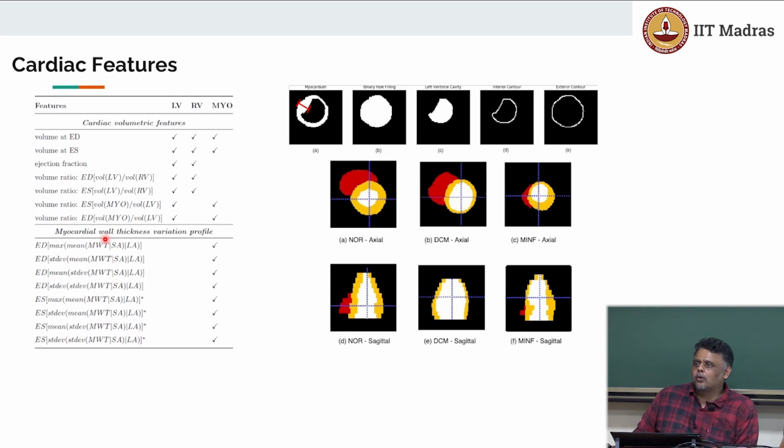These are some of the features, quote unquote, that can be extracted from the segmentation. For instance, volume at ED. What is ED? ED is end diastole, which you can think of as when your heart stops filling. Your left ventricle is being filled with blood and it reaches its maximum value, and you know its volume. Okay, that's one metric. How do you calculate that with the segmentation?